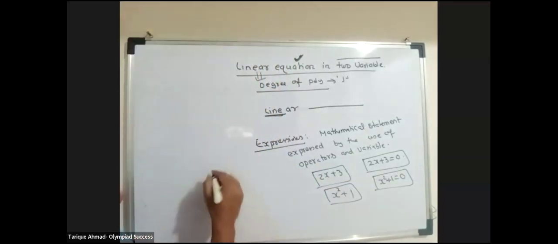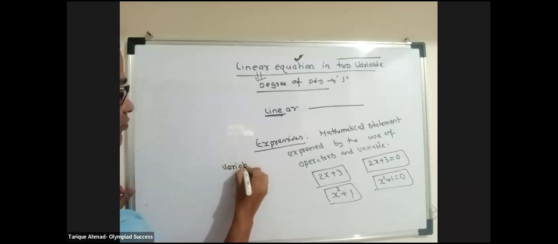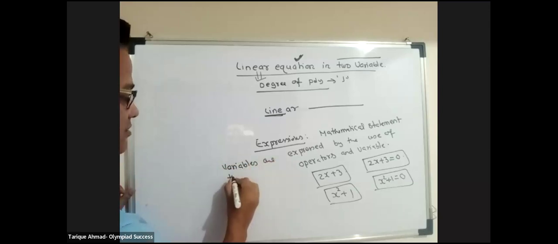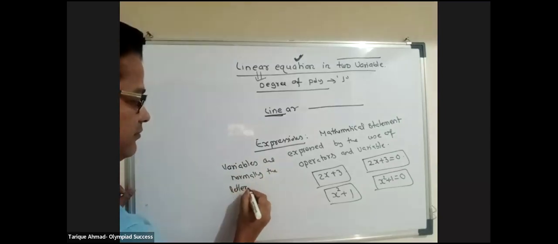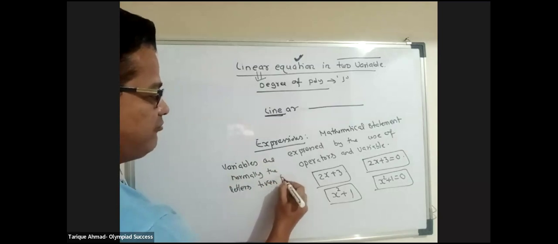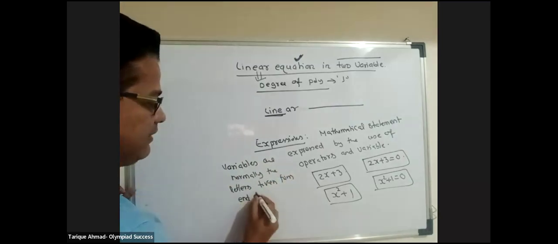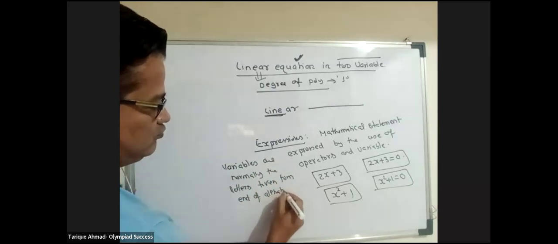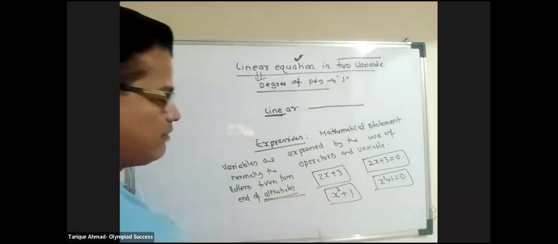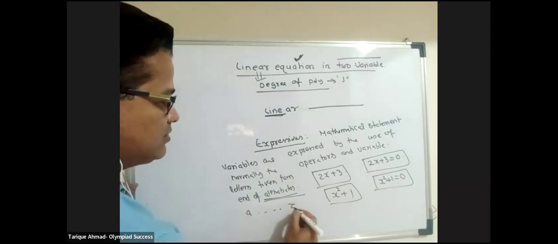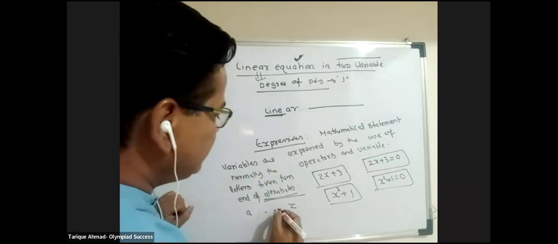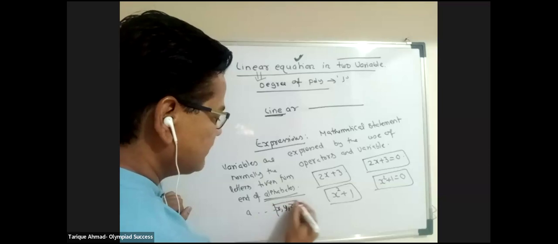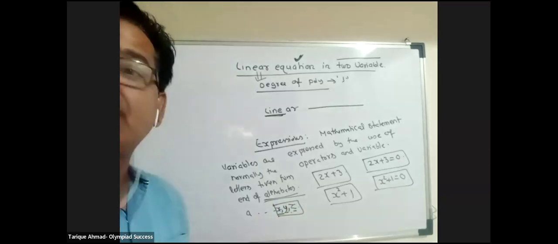See, variables are normally the letters taken from the end of the alphabets. We know we have 26 alphabets from A to Z. And in variables, normally we take x, y, z. And these are the last three letters in the alphabet.